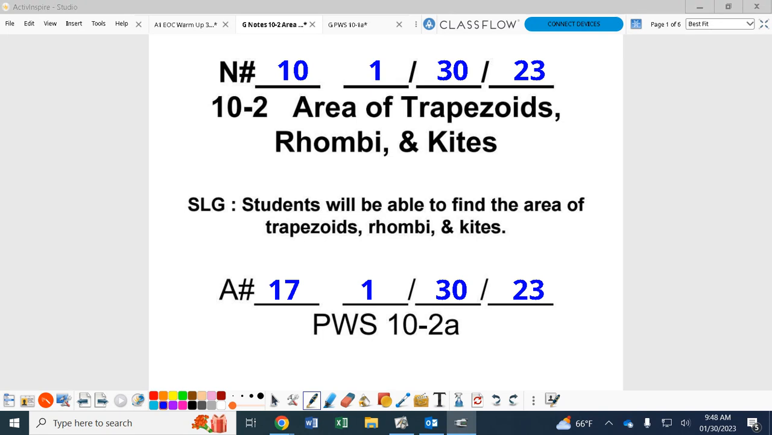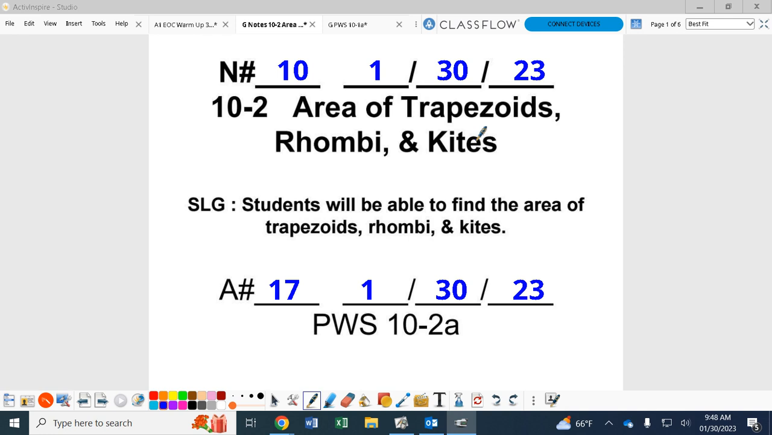Okay, today we're going to add in trapezoids, rhombi, and kites. And when we do these area formulas, I have to warn you, the trapezoid area formula is on there. It's one of the harder formulas, so it's nice that it's on there. The rhombi and kite formula is completely new to a lot of people. A lot of people, this is the first time you've found the area of rhombi and kites. Rhombi is just the plural for rhombuses, guys.